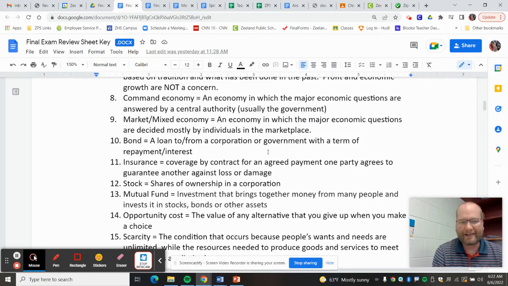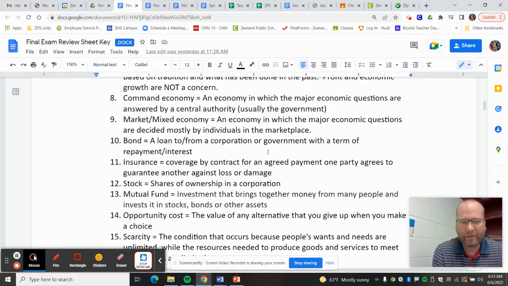Then we've got bonds. We're getting into investment types. A loan to or from a corporation or government with a term of repayment or interest, where they're buying a bond from us and we're giving them money in return. And we always know that we're going to get some return on that investment because it's been agreed upon when we buy the bond.